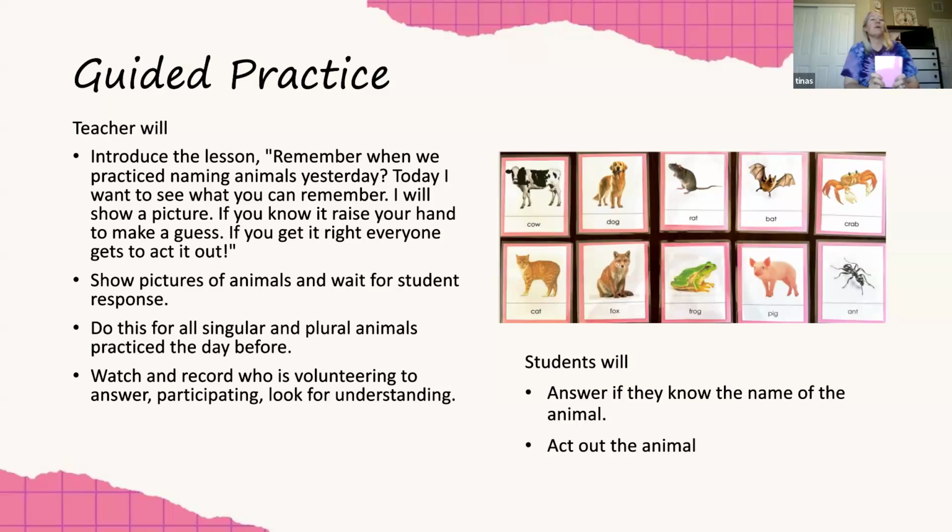Okay, so I'm going to show you a picture. And if you think you know the animal name, raise your hand. And if that person gets it right, then everyone gets to act it out. Okay, are we ready? Okay, here's the first one. Who knows what this is? Sierra, what is this? That's a cow. It is a cow. All right, everybody act like a cow. Moo. Oh, I see some really good cows out there.